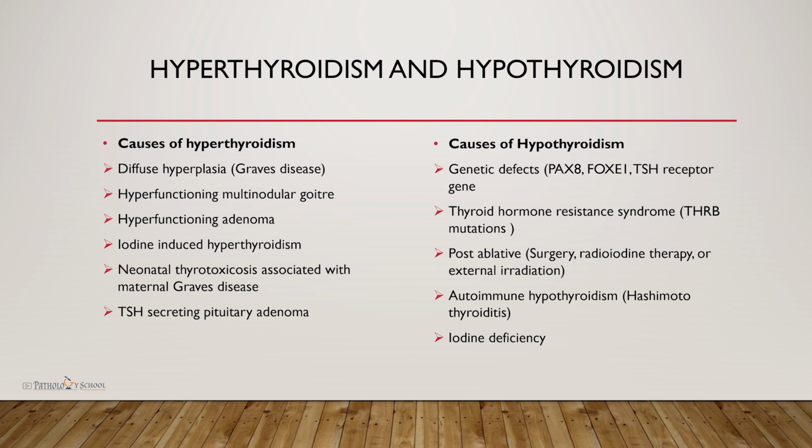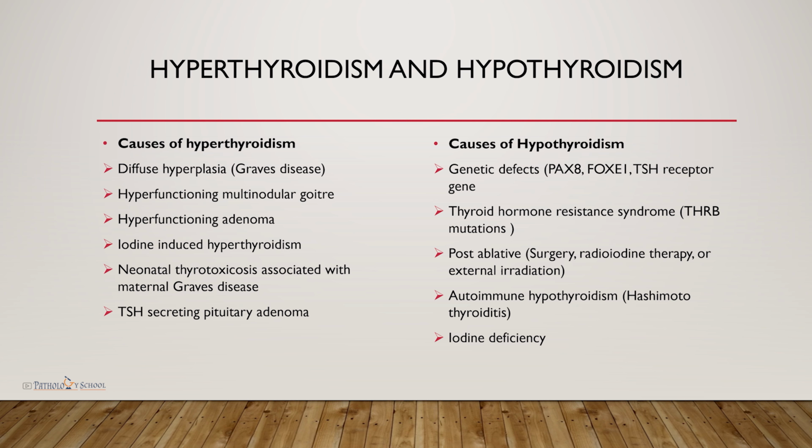Now let's have a look at the causes of hyperthyroidism and hypothyroidism, starting with the causes of hyperthyroidism. They are the diffuse hyperplasia seen in Graves' disease, hyperfunctioning multinodular goiter, hyperfunctioning adenoma, iodine-induced hyperthyroidism, neonatal thyrotoxicosis associated with maternal Graves' disease, and TSH-secreting pituitary adenoma.